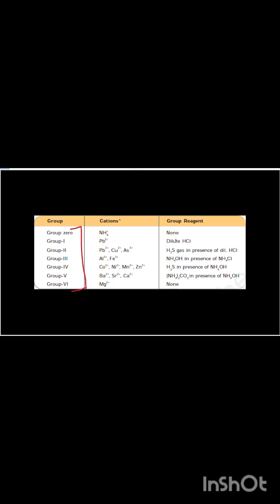The groups are divided from 0 to 6. Group 0 is NH4 plus. You can remember in this way that NH4 plus is not a metal, so it's given group 0. Aluminum is in group 3. It's not that difficult to remember aluminum because sodium, magnesium, aluminum. Although it is in group 13, in this way we can memorize it as group 3. Similarly, magnesium is in group 6. You have to remember at least this. Also, it will be helpful in Viva.